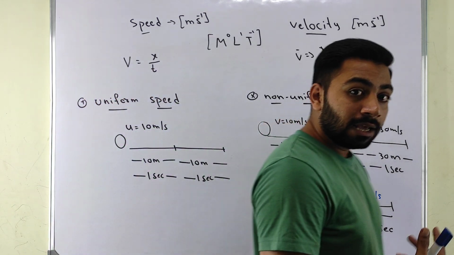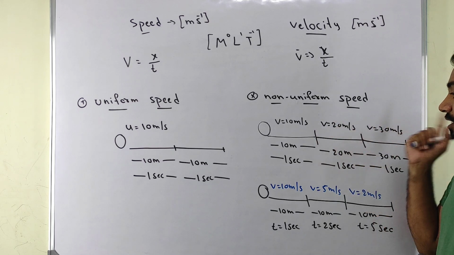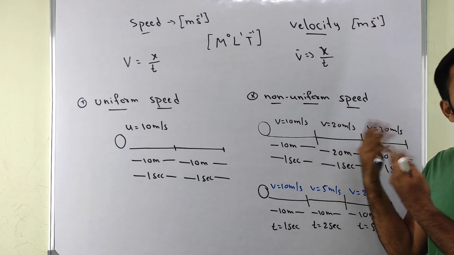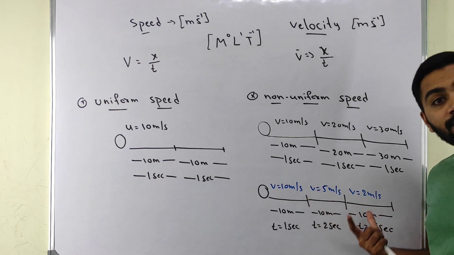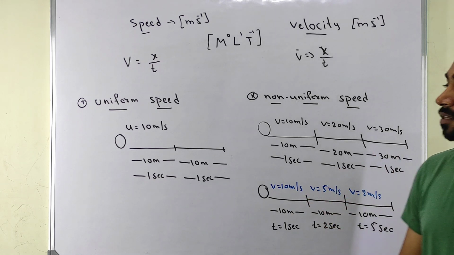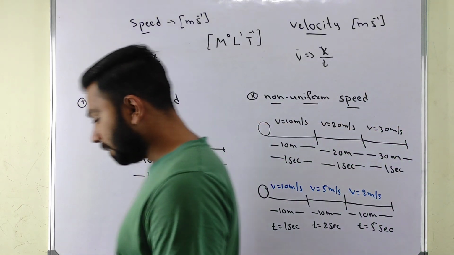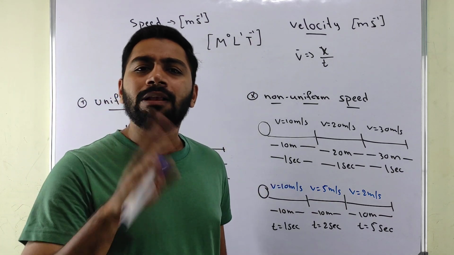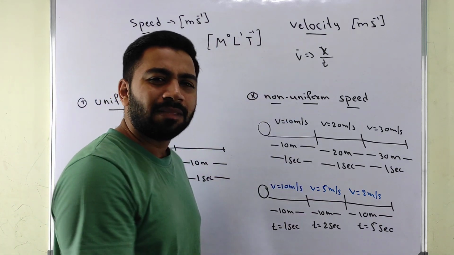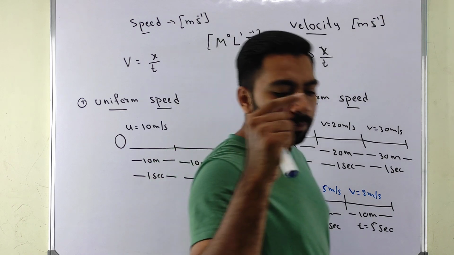A particle which covers unequal distance in equal interval of time is non-uniform. A particle which covers equal distance in unequal interval of time is non-uniform. That is why we say uniform speed and non-uniform speed. And for velocity also you can write the same, so I will skip it because writing the same thing again is a waste of time. We will see some good application.